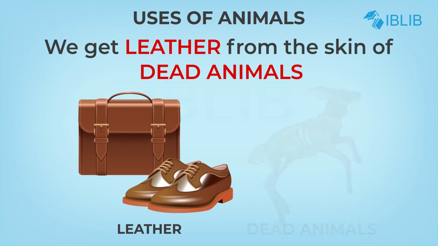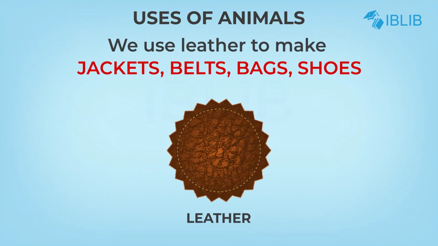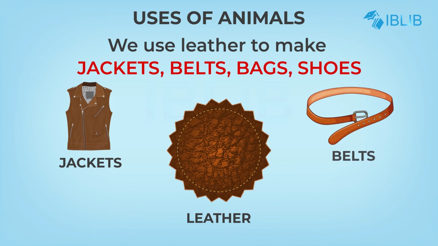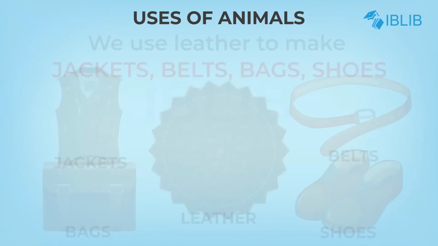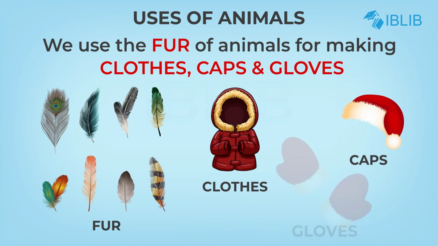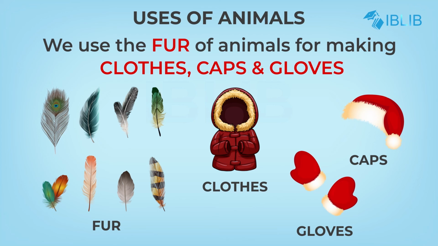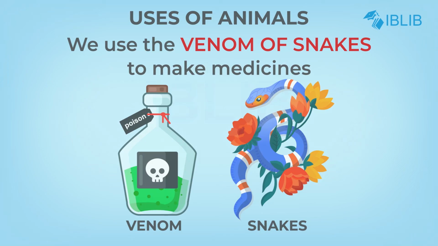We get leather from the skin of dead animals. We use leather to make jackets, belts, bags, and shoes. We use fur of animals for making clothes, caps, gloves, etc. We also use venom of snakes to make medicines.